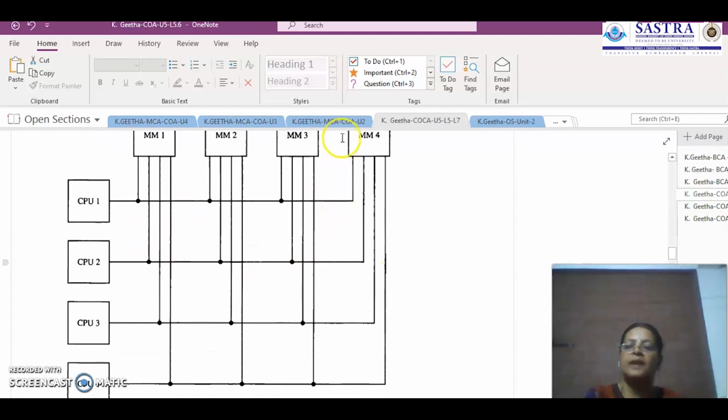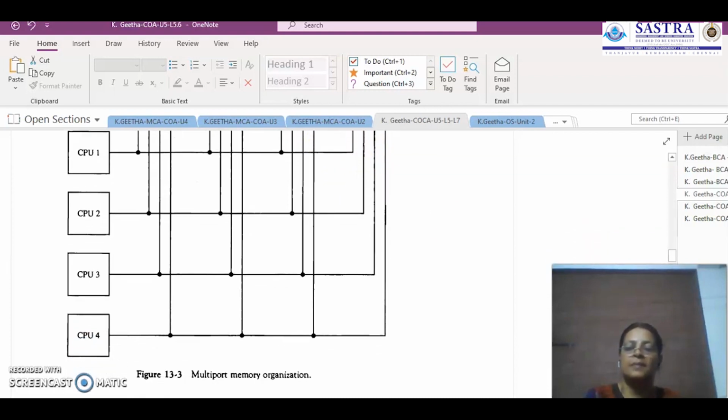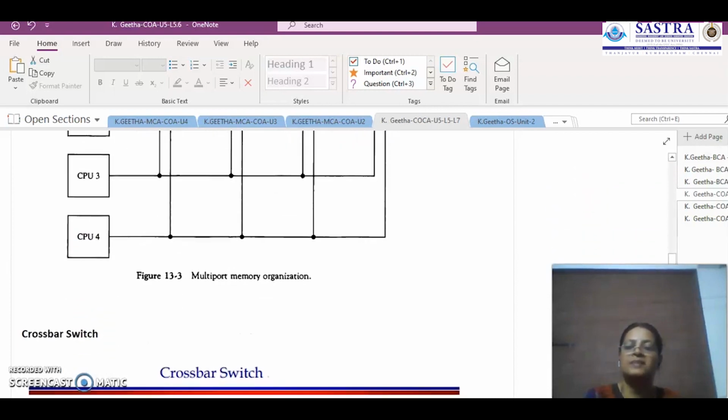So we have separate connections between the processor and the memory modules, and with the help of the separate connections, the cost is going to increase, but at the same time, it is possible for us to do multiple transactions at the same time. So I think we have discussed the three connections. The rest of the interconnection structures, we will discuss in the next session.